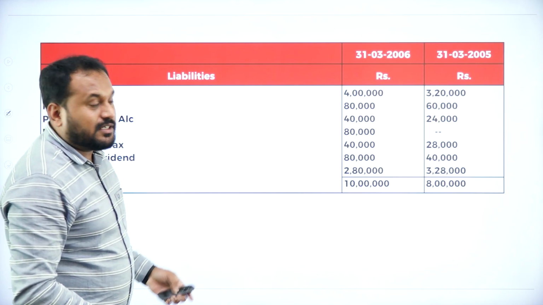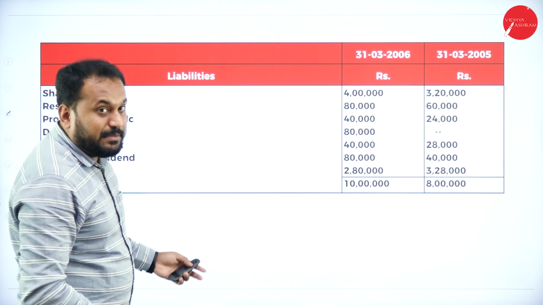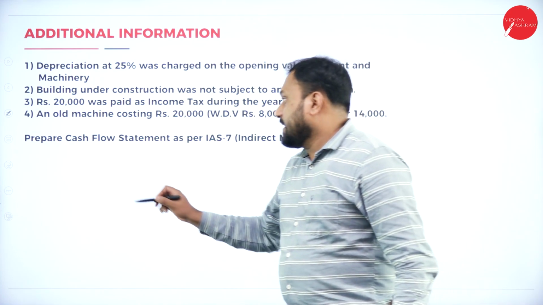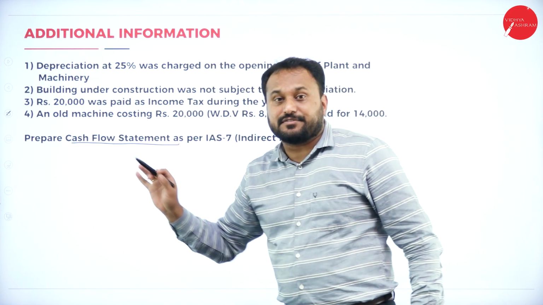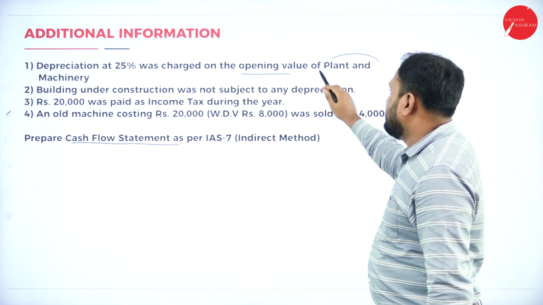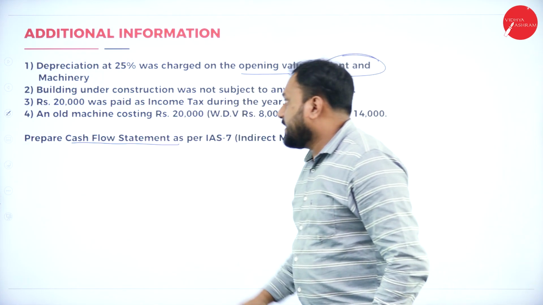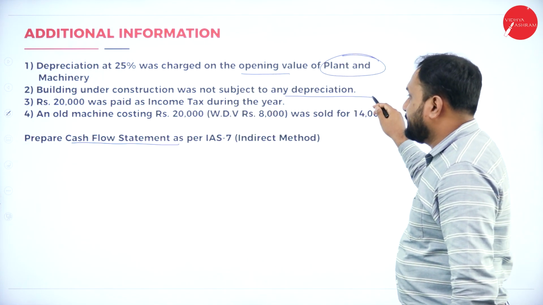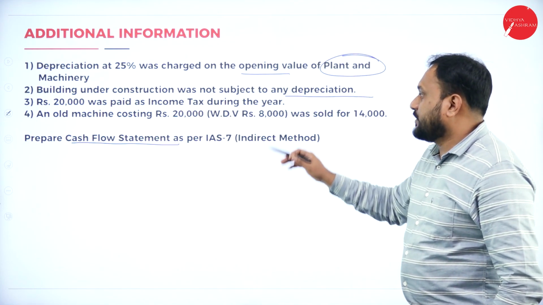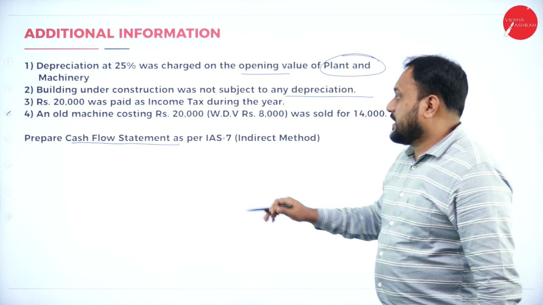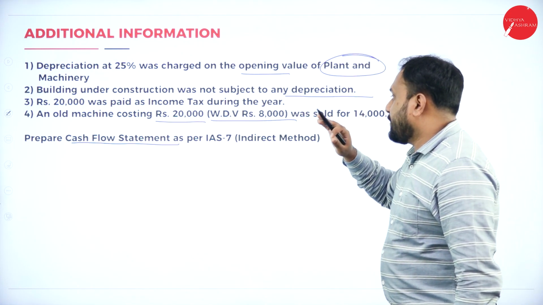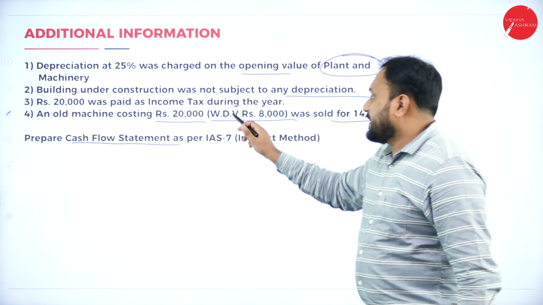They have given you the assets, they have given you the liabilities, and they have given you the additional information, and you are supposed to prepare the cash flow statement. Depreciation at 25% was charged on the opening value of the plant and machinery. Building under construction was not subject to any depreciation. There is no depreciation. Rupees 20,000 was paid as income tax during the year. An old machine of cost rupees 20,000, WDV rupees 8,000 was sold. That is your written down value.